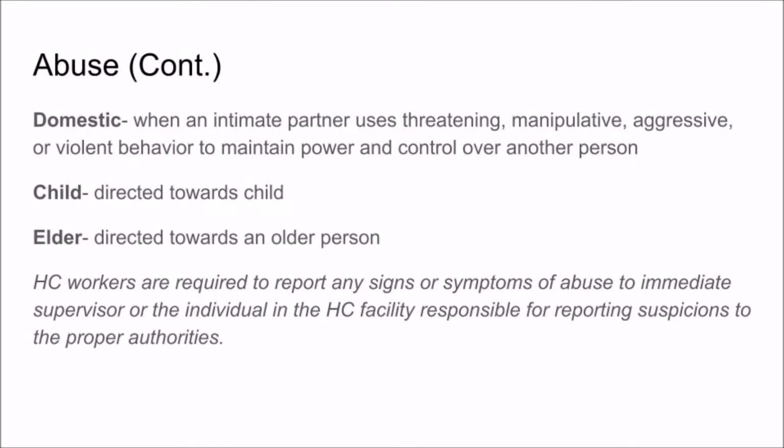Domestic abuse occurs when an intimate partner uses threatening, manipulative, aggressive, or violent behavior to maintain power and control over another person. If abuse is directed towards a child, it is called child abuse. If it is directed towards an older person, it's elder abuse.